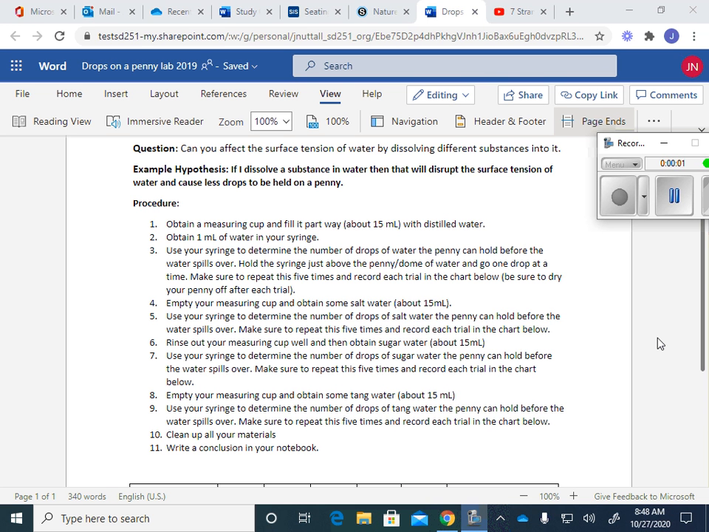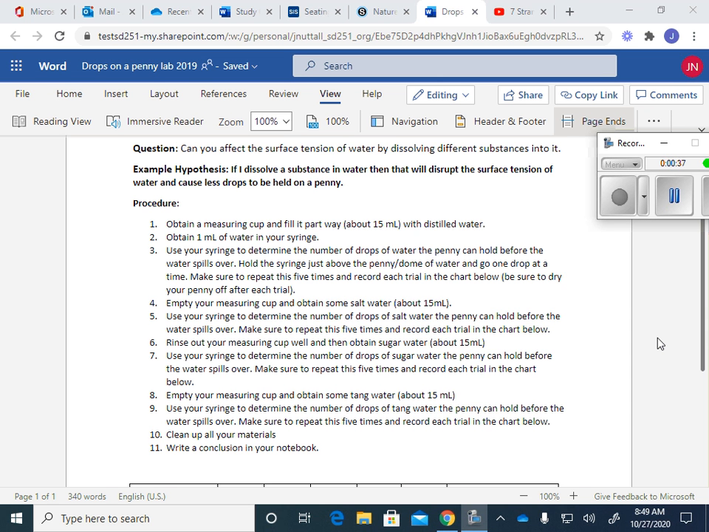So on this penny lab, your goal is going to be to see if the surface tension of water can be affected by different things dissolved in water, so other substances. We talked about surface tension last time, how it's the inward pull of water molecules or any liquid molecules, and that water has a very strong inward pull. And that's what happens when you drop water on top of a penny and it creates a dome. That is because of surface tension.